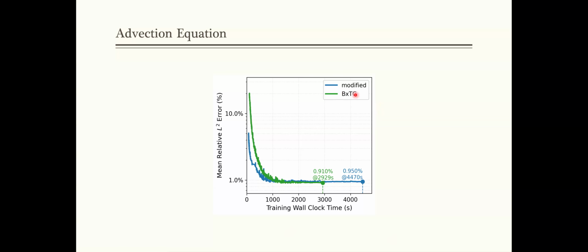Zhi-Feng, can you remind us what is BXTG? There are too many acronyms. We insert X to the branch net and the whole sequence of the input function to the trunk. Yeah, thank you. G means global. G, global, yeah. Yeah, thank you.